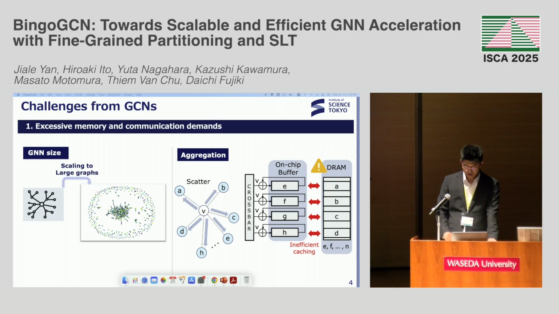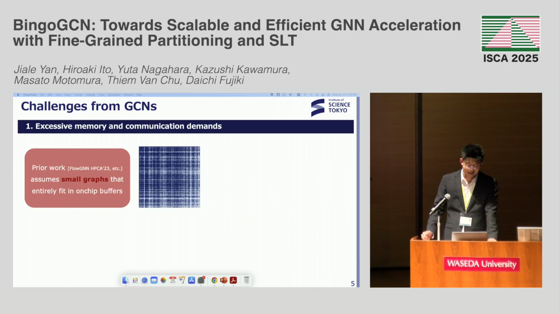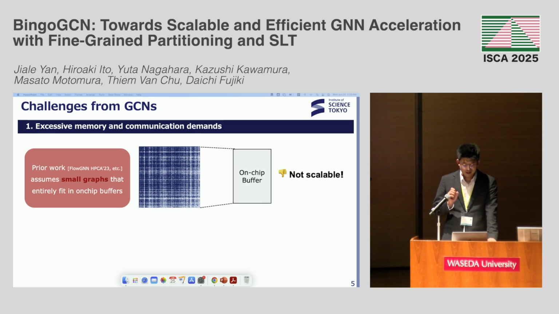Overall, large-scale graphs introduce significant communication overhead due to increased node and edge counts. Previous studies like SOTA accelerator FlowGNN assume the entire graph can fit in the on-chip buffer, which only works for small graphs. However, this assumption doesn't hold for large-scale graphs, making such designs unscalable.